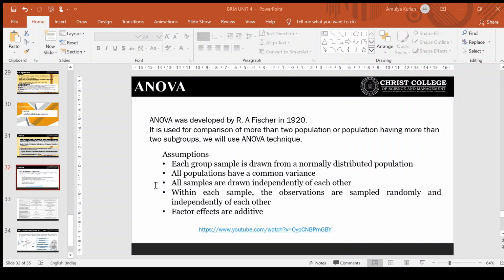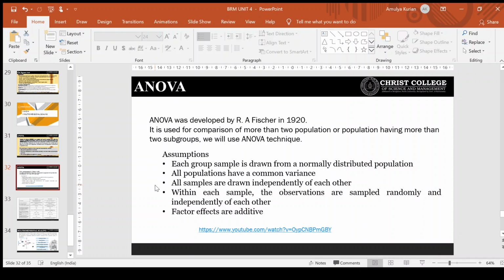So this is about ANOVA. So let's just brush up what it is. It was developed by R.A. Fisher in 1920. It is used when two populations, or one population with large subgroups, are getting compared. In this one, we assume that the distribution of the population is normal, and all populations have a common variance. All samples are drawn independently of each other, and within each sample, the observations are sampled randomly and independently of each other.